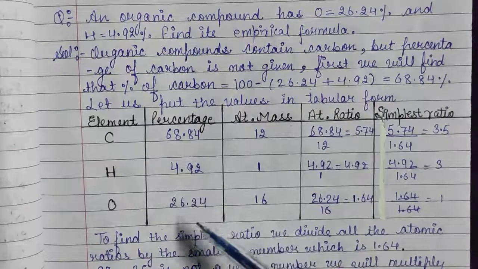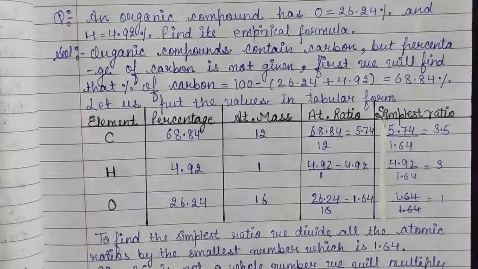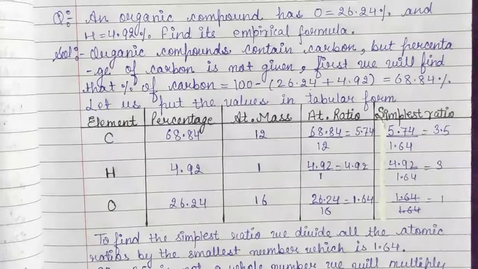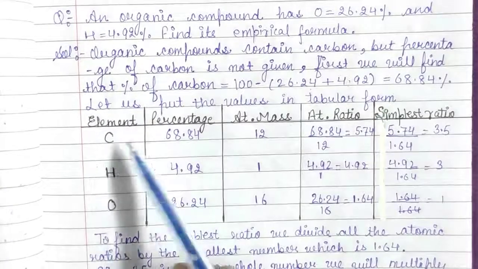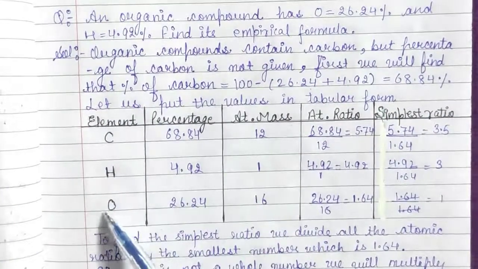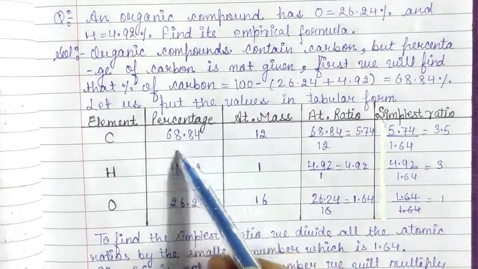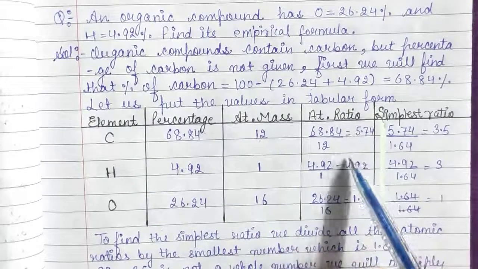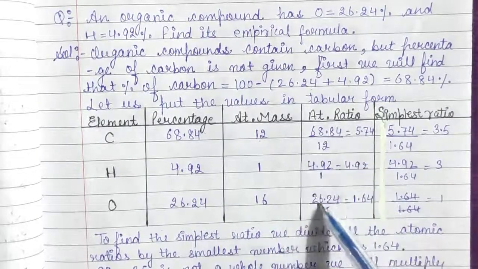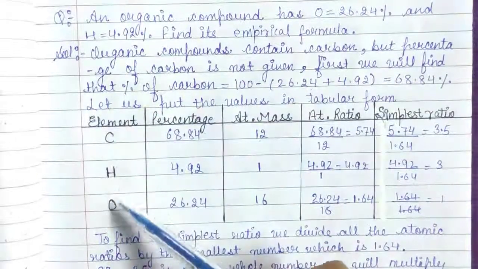Hydrogen 4.92, oxygen 26.24. Now the atomic mass is, as you know, carbon has 12, hydrogen has 1 and oxygen is 16. Now to find the atomic ratio, what we will have to do is divide the percentage by the atomic mass. So you will get the atomic ratio of all the three elements, carbon, hydrogen and oxygen.